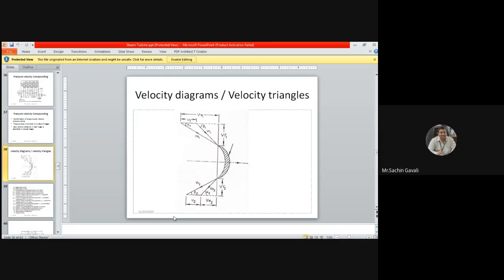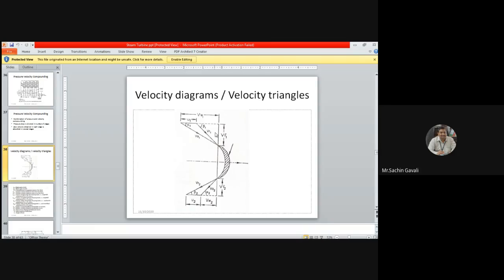Now here it is going to be velocity diagrams or velocity triangles. These are very important concepts, so I request everybody to concentrate. This is the blade section, shown with a hatched line. This blade is moving with velocity u.